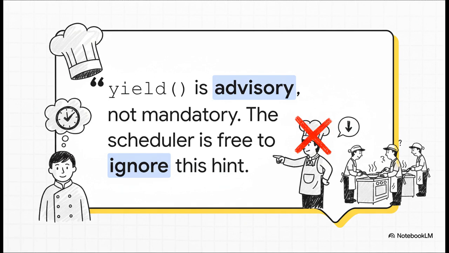And this is probably the biggest misunderstanding about yielding. It's just advice. The scheduler, our kitchen manager, is totally free to ignore it. Maybe no other cook is ready to work, or maybe the current cook's job is just too important. So there is absolutely no guarantee that another thread will run.